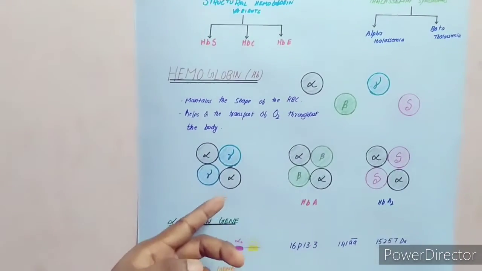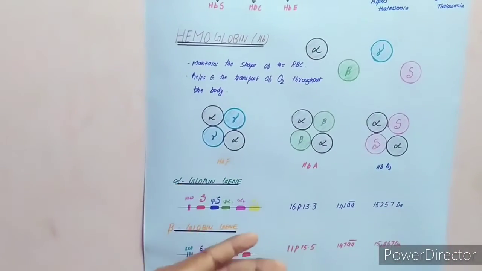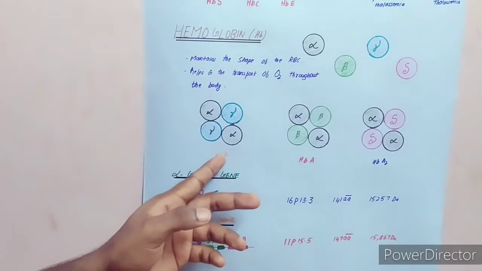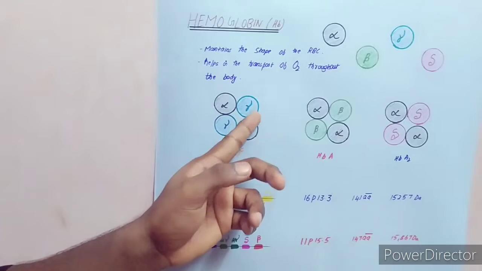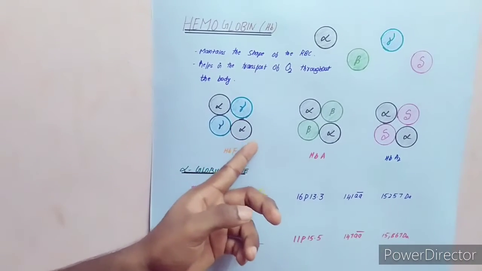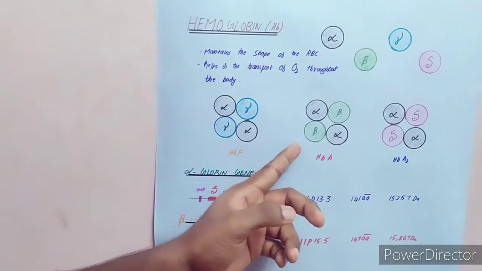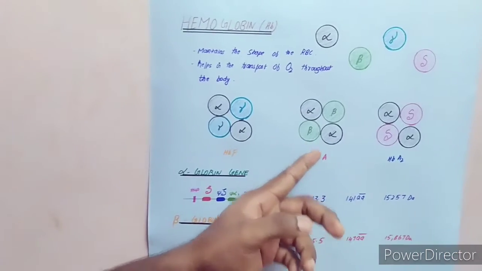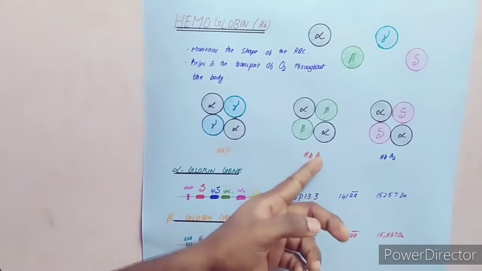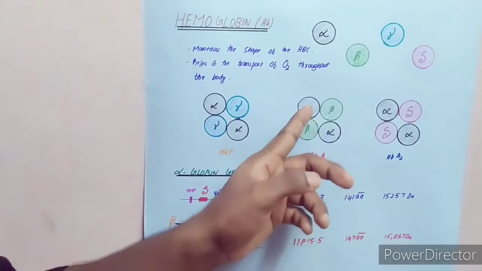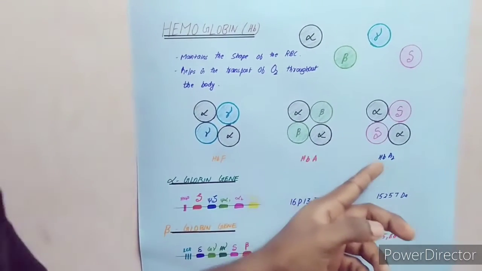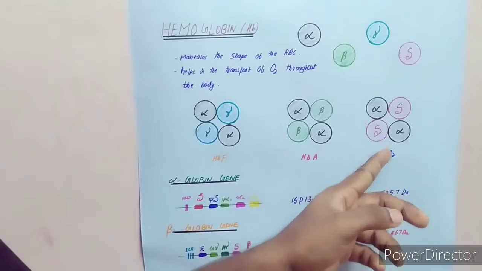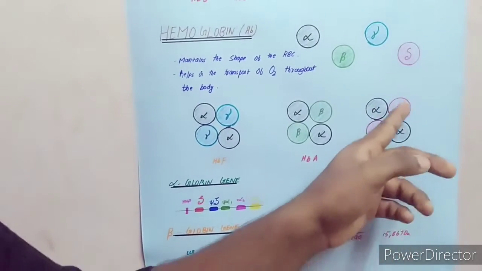These four combine in different ways to give rise to different forms of hemoglobin, which are present throughout the entire life. The first one is during our fetal stage, HbF, fetal hemoglobin, comprised of two alpha globin and two gamma globin. After birth, there will be expression of adult hemoglobin, HbA, which comprises two alpha and two beta subunits, and also a smaller fraction of HbA2, which comprises two alpha and two delta subunits.